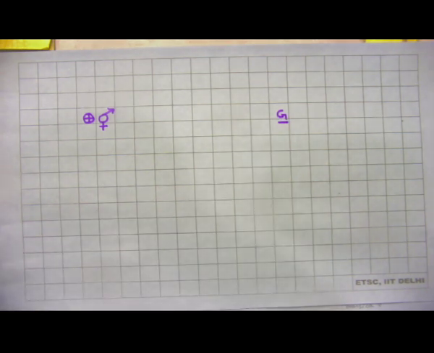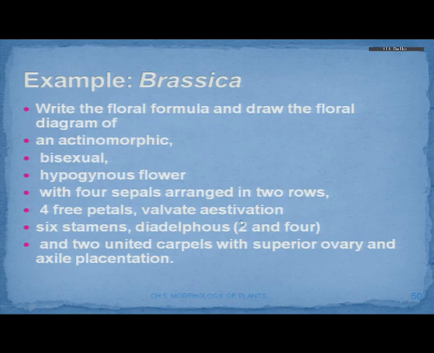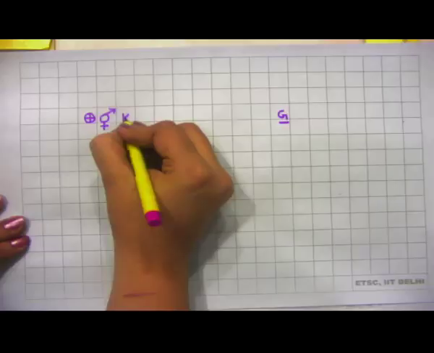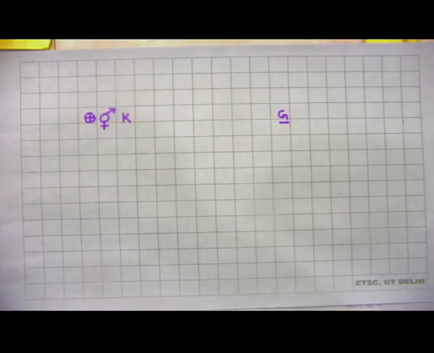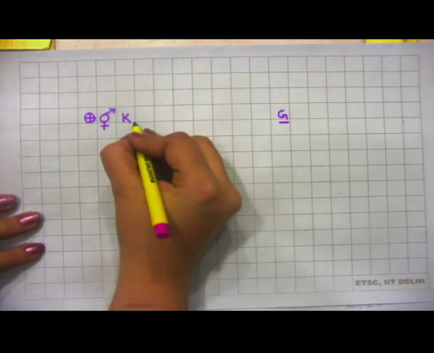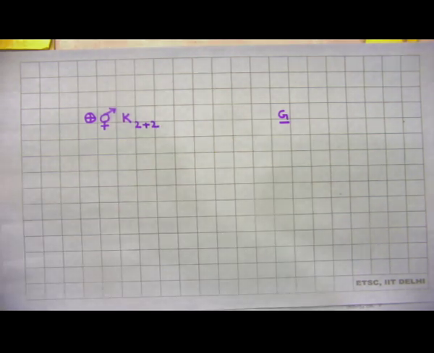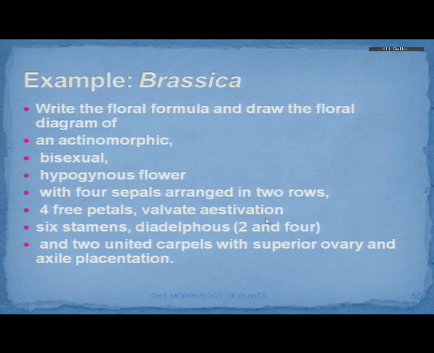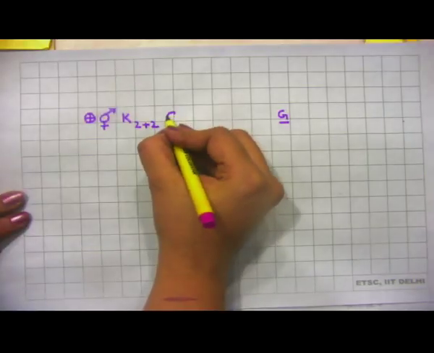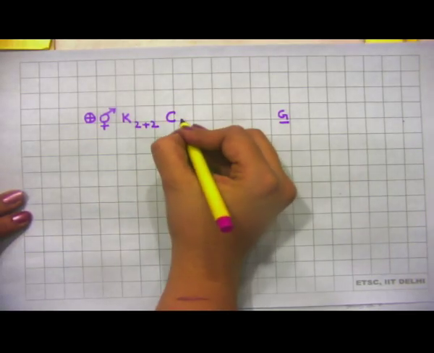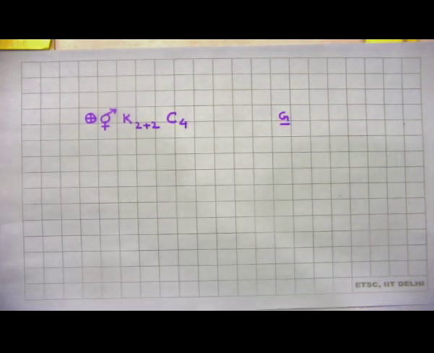Now, there are 4 sepals arranged in 2 rows. Sepals will be denoted by K, and there are 4 sepals arranged in 2 rows. So, it will be 2 plus 2, followed by 4 free petals in valvate estivation. Now, estivation is not shown in the floral formula, but it will be used to make the floral diagram. So, there are 4 free petals. Petals are denoted by the letter C, and we will write 4 here. We will not enclose them in the bracket. Why? Because they are free.